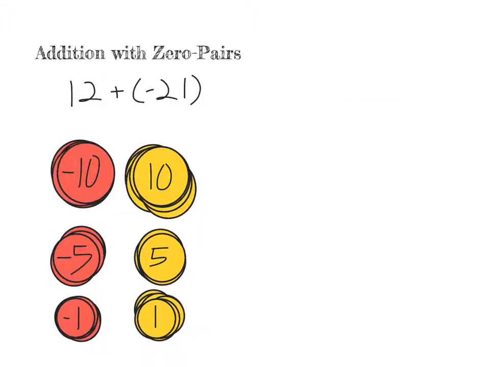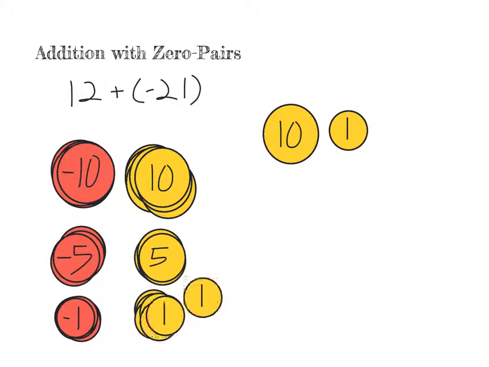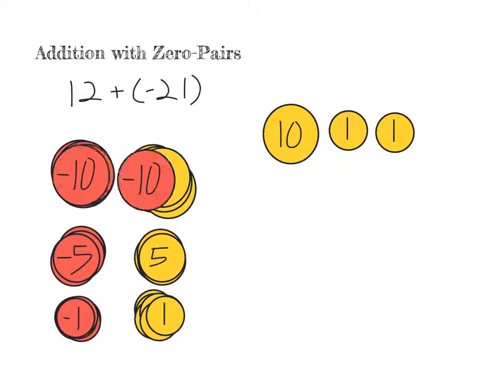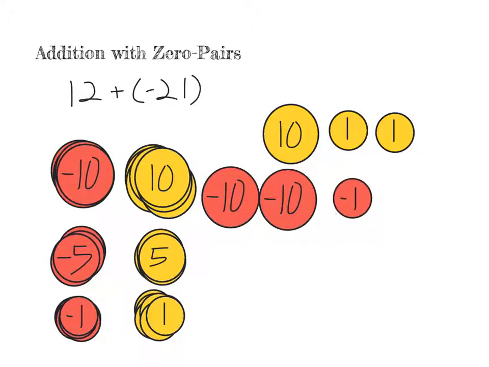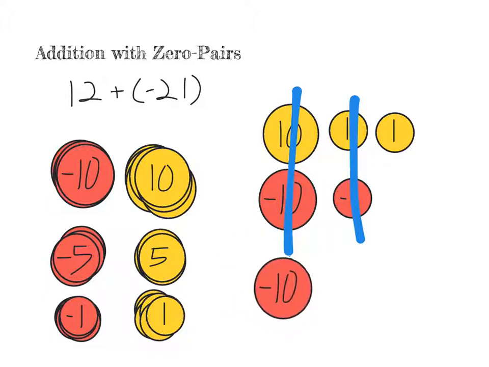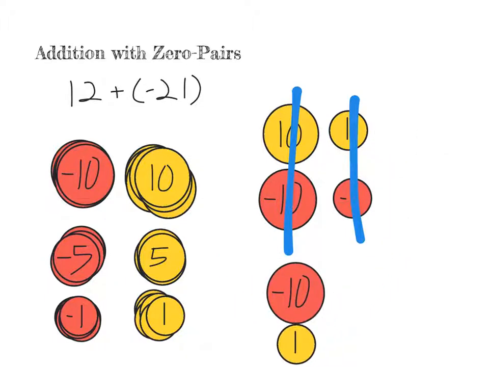And we'll do one more for good measure. Let's add 12 plus negative 21. So I'm going to show 12 with a 10 counter and 2 1 counters, and negative 21 with 2 negative 10 counters and 1 negative 1 counter. Again, I'm going to cancel out all my zero pairs, so anything that matches will go away. 10 and negative 10 cancel out. 1 and negative 1 cancel out. And now look here. I have a negative 10 and a positive 1 left.